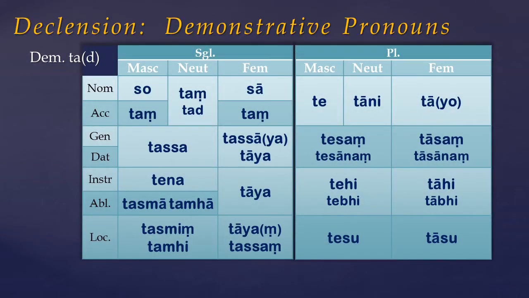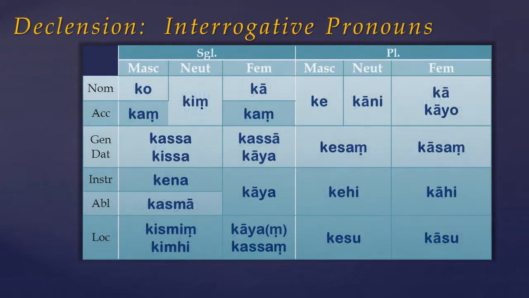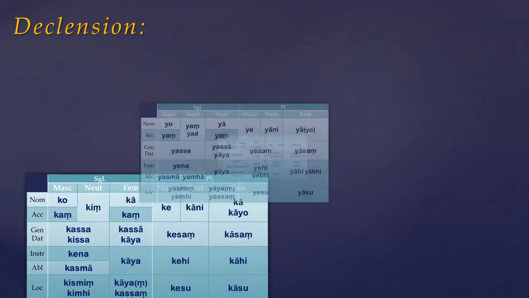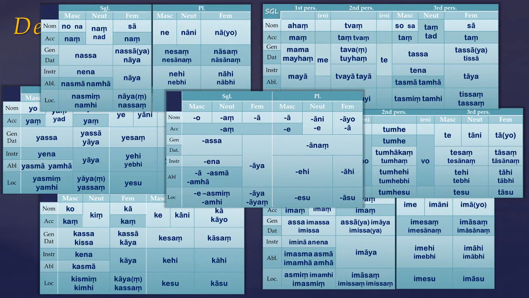Finally, if we go back to the ta stem forms, we can see the similarity with the relative pronouns based on the stem ya, and also with the interrogative pronouns based on the stem ka. Well, that is a lot of tables, and the traditional method is to memorize these endings, the idea being to look for commonality and then remember the exceptions.